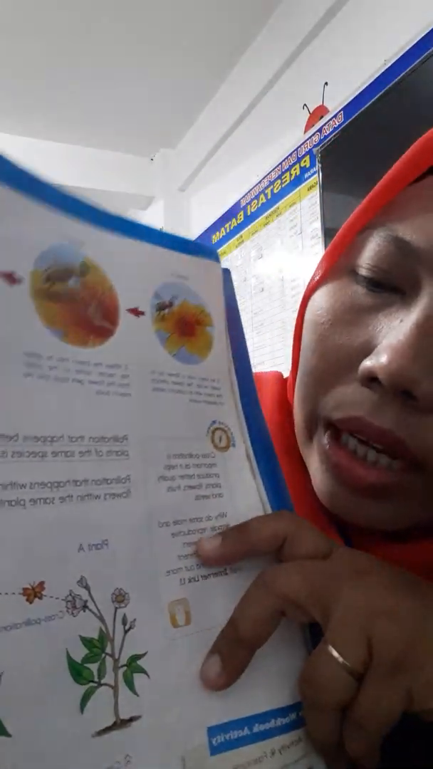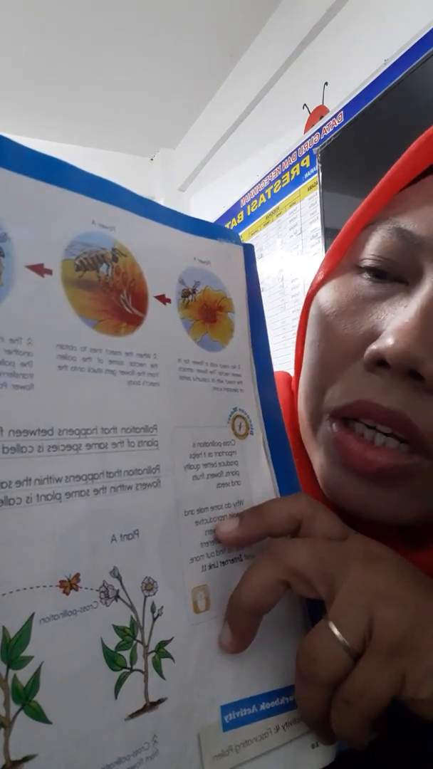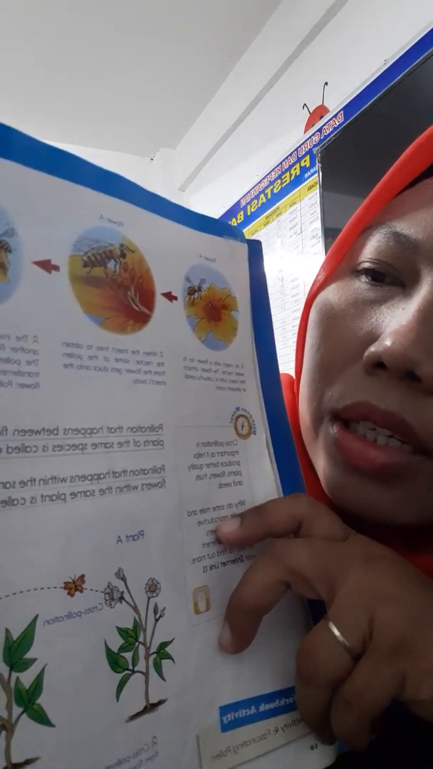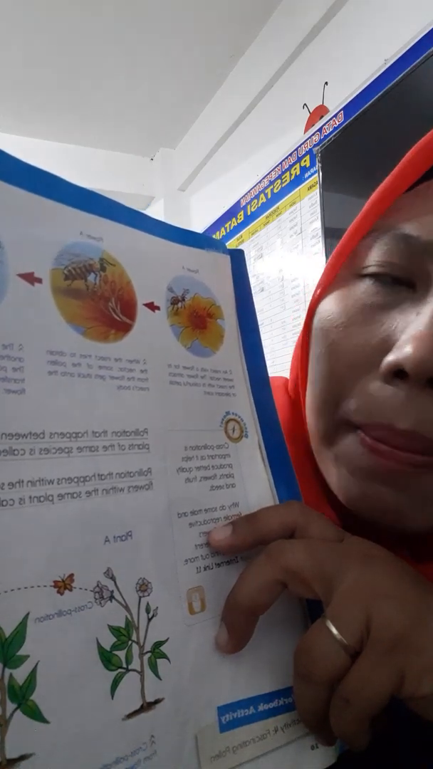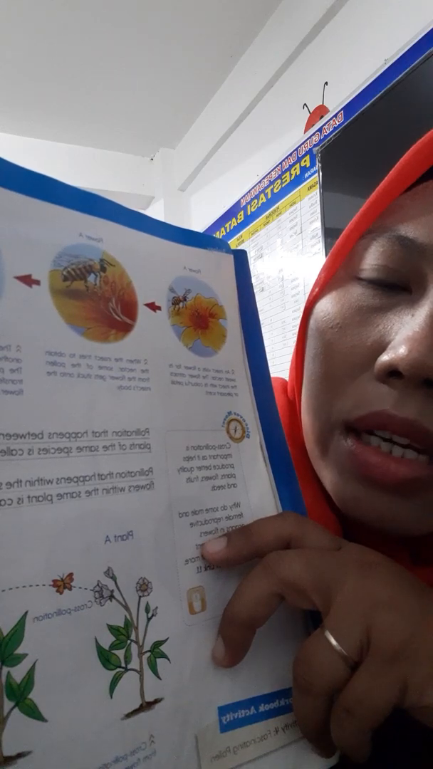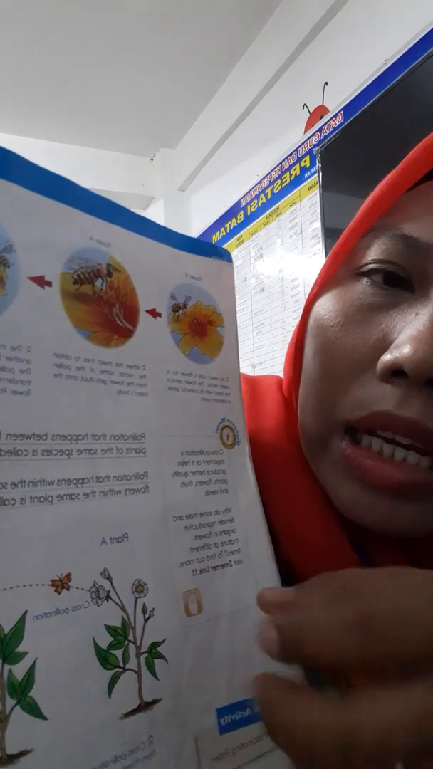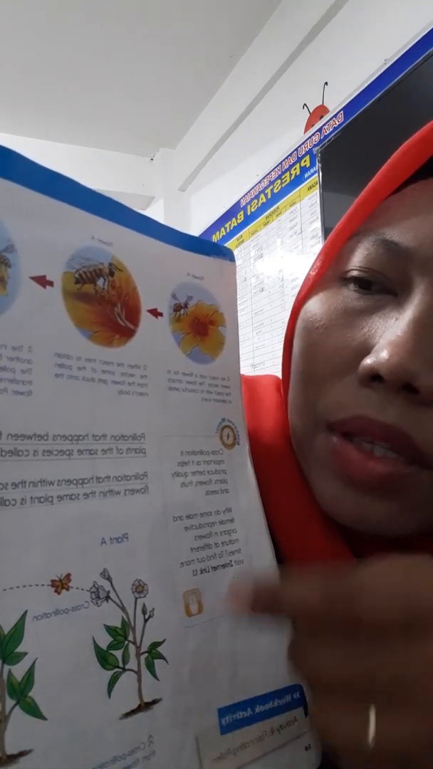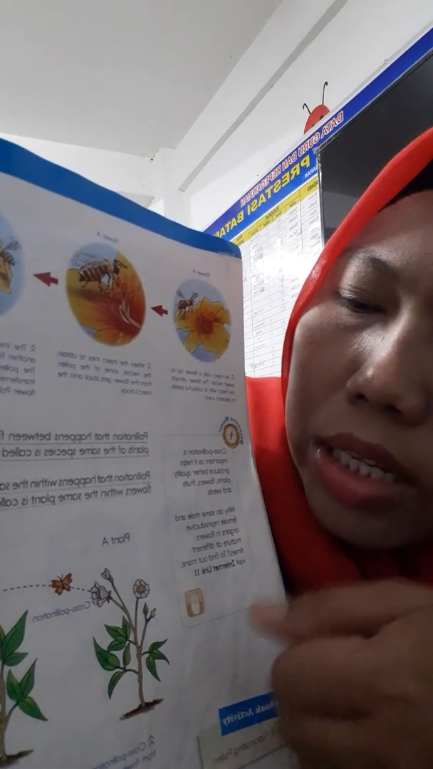Pollination has two types. The first is cross-pollination. Cross-pollination is pollination that happens between flowers on different plants. But if the flowers are on the same plant, we call that self-pollination. So there are two types: cross-pollination and self-pollination.